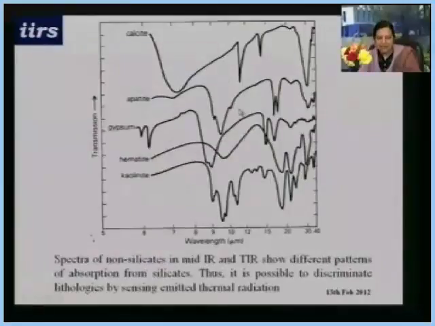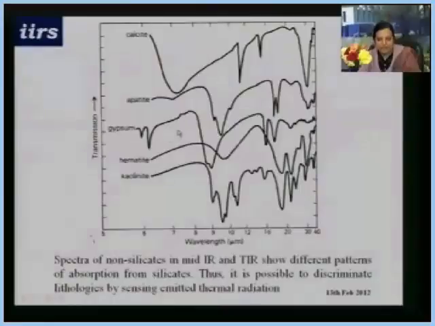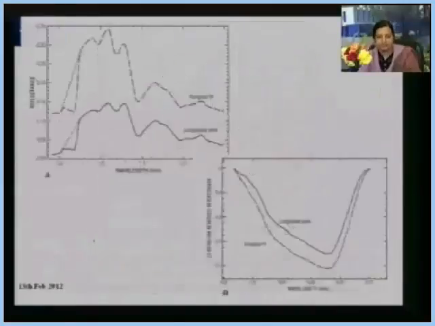This is an example of spectra of non-silicates in the middle infrared and the thermal infrared. They show different patterns of absorption due to the presence of silicates in different amounts. This is an example for the vegetation features. For the fir and the pine, the absorption, as in the example of the calanites, is very close to each other, which can only be detected with narrow band remote sensing, and it would enable us to identify the two land cover features, pine and fir.